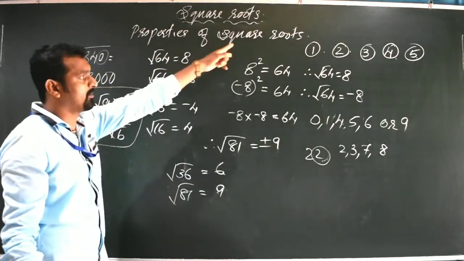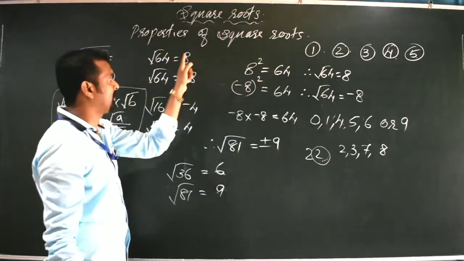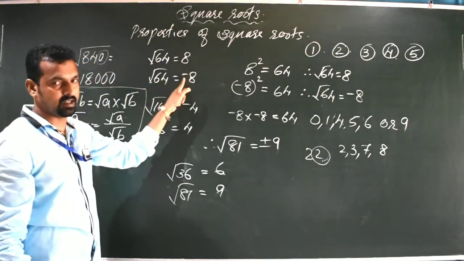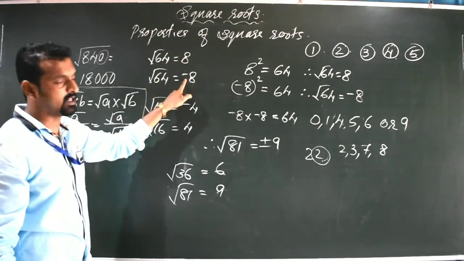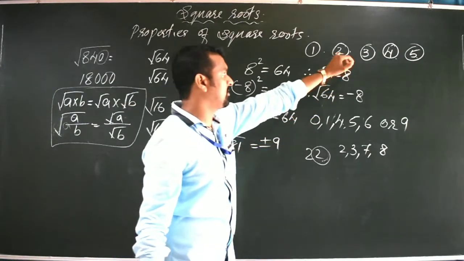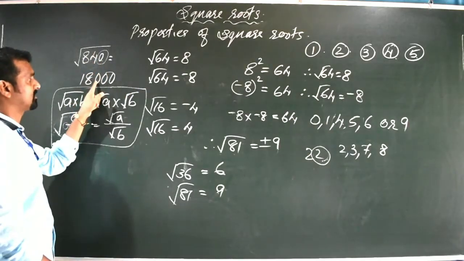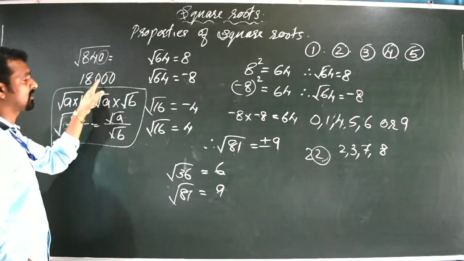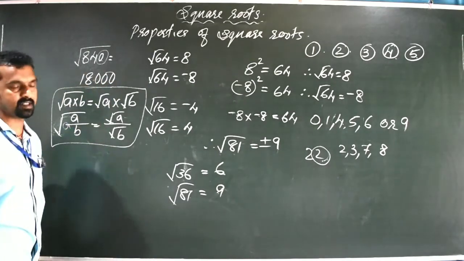After that we have studied the properties of square roots. What is the first property? The square root of a number can be both positive and negative. Square root of 64, we can write both positive 8 and negative 8. Then the second property: an odd number of zeros, then it does not have a square root. 3 zeros means an odd number of zeros, so it does not have a square root.